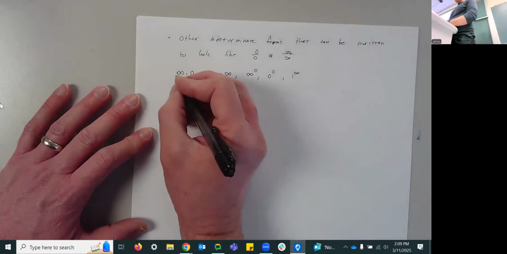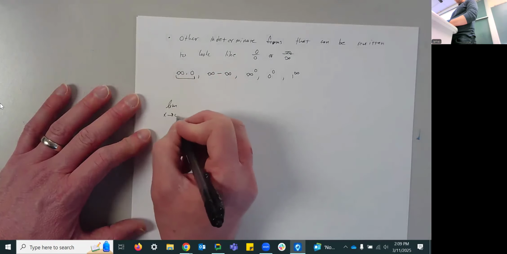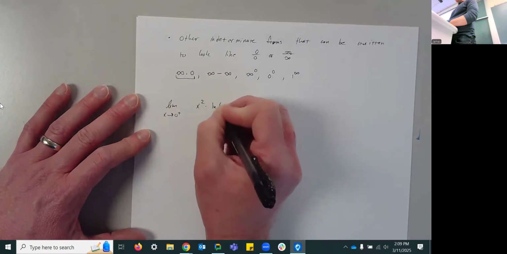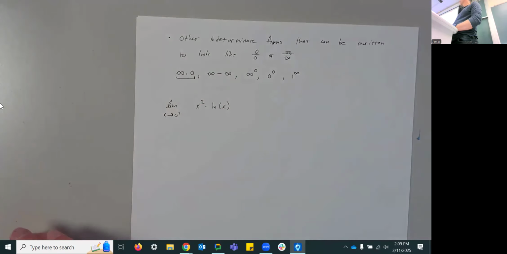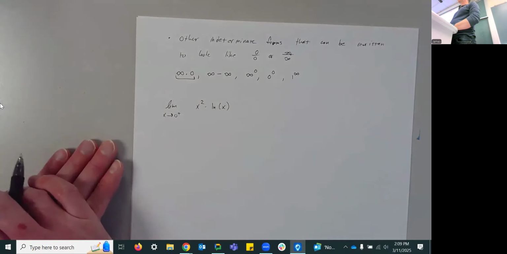So let's look at this first. Let's say we have the limit as x approaches 0 from the right of x squared times the natural log of x. Is this one of these types? Well, let's see. Clearly, this is going to 0 here. What about the natural log of 0?